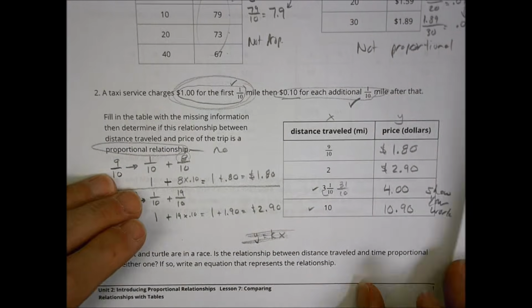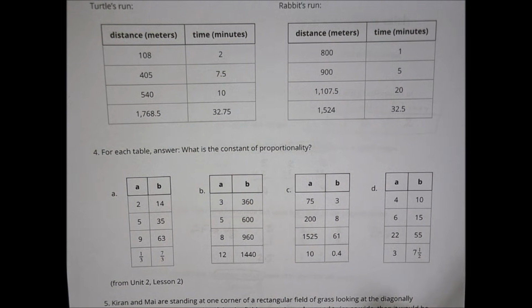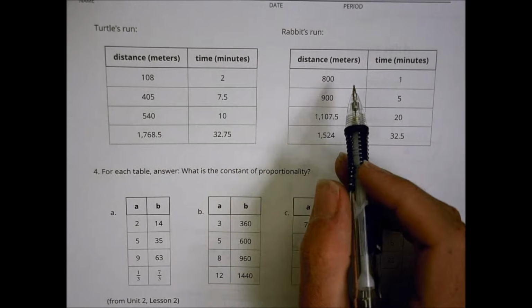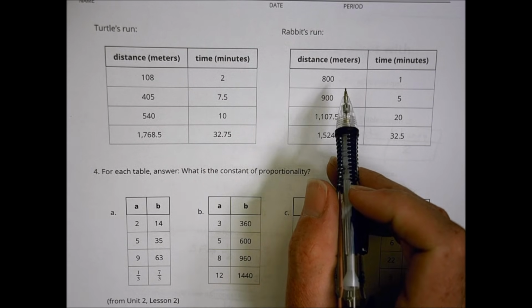Okay, next we have a race between a turtle and a rabbit. We have to look at this chart and then answer some questions about the turtle and rabbit to decide, are they running in a proportional way? So are either one of these races proportional? Okay, and if so, we can write an equation to show that. So let's take a look first at the turtle.